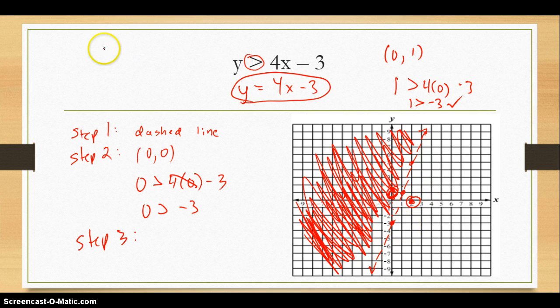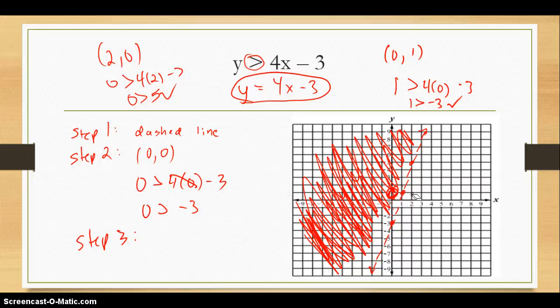Now, let's pick a point like here. 2, 0. So, is 0 greater than 4 times 2 minus 3? Is 0 greater than 8 minus 3, which is 5? Is 0 greater than 5? Nope, that does not work out. So you see that that is not in our shaded region right there.